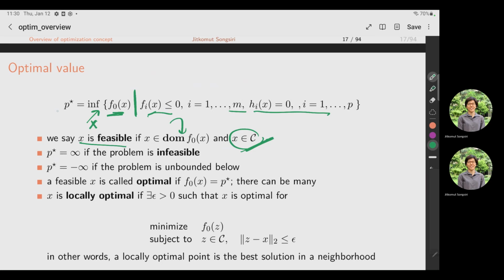If the optimal value of your function is infinity, we call the problem infeasible. Actually, there's no infimum. When your problem is unbounded below, we assign the optimal value to be minus infinity. This case is going to be less interesting. From an application point of view, you don't want to propose or talk about a problem that is unbounded below. It's useless.